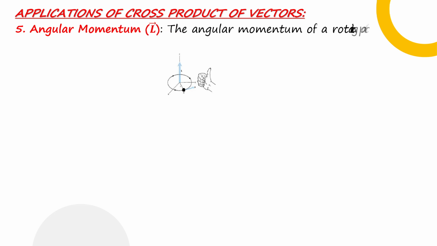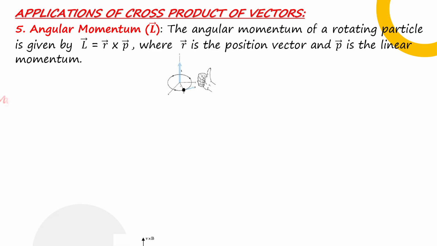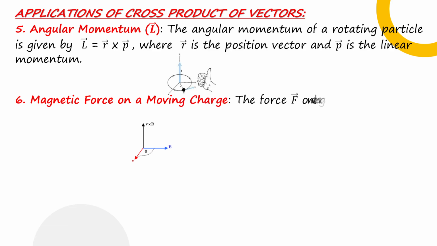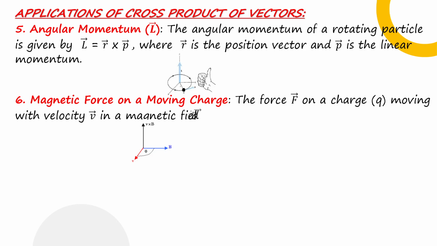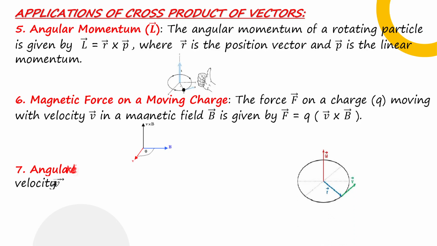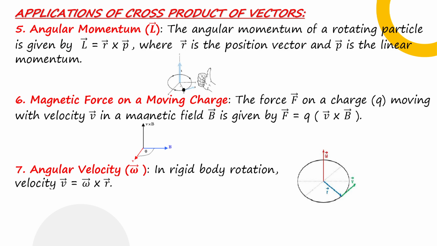Some more applications: first is angular momentum. We know the angular momentum vector denoted by L is equal to R cross P, where R is the position vector of the object and P is the linear momentum. Also, the magnetic force on a moving charge is given by the vector F equal to Q V cross B. Another application is to find angular velocity. In rigid body rotation, linear velocity V is given by omega cross R.